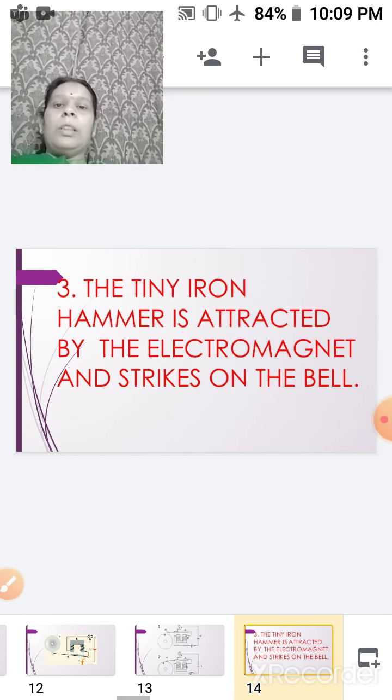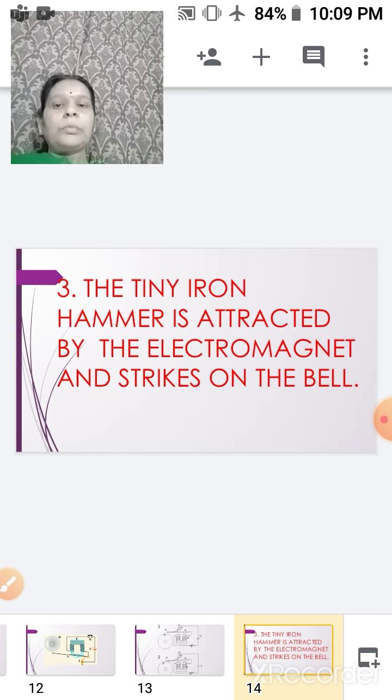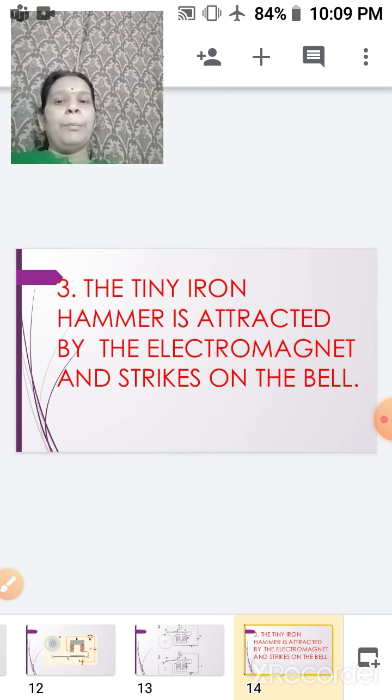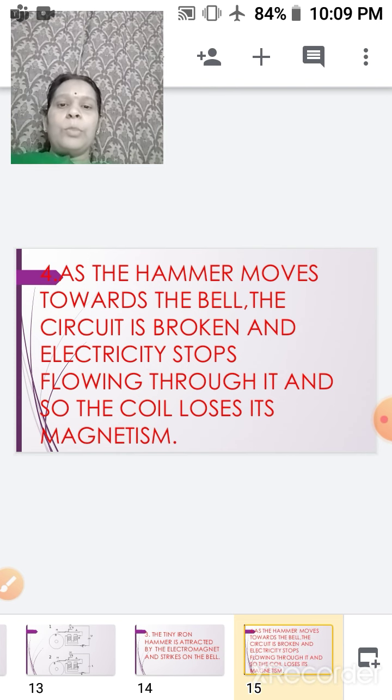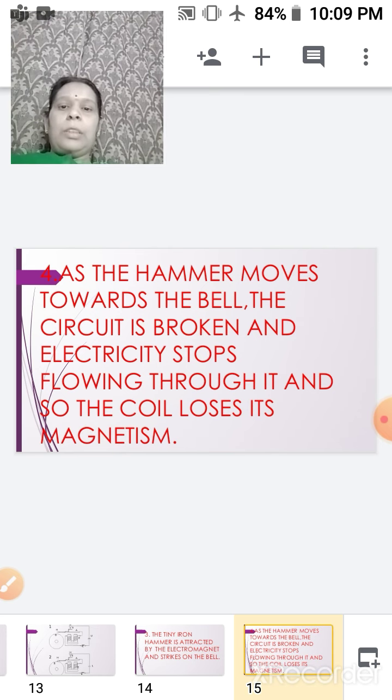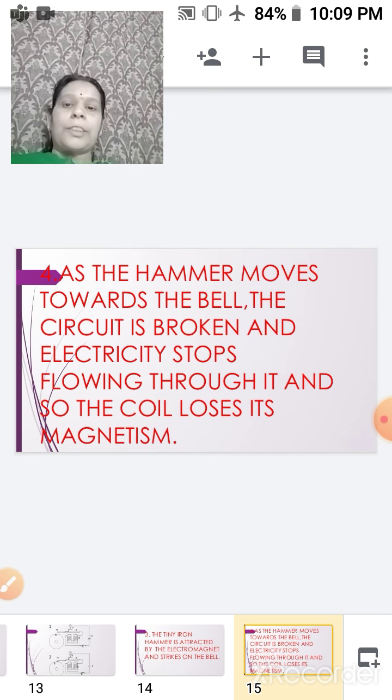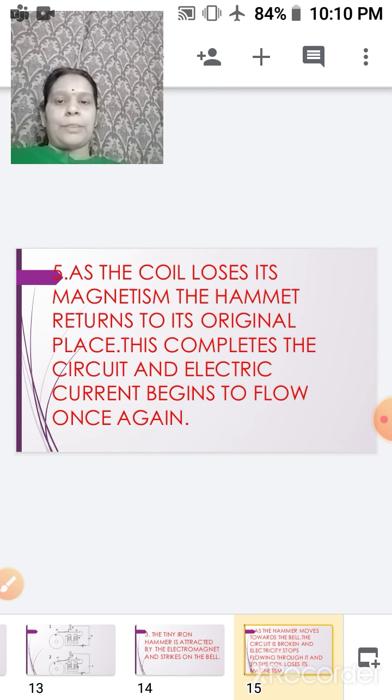The tiny iron hammer, which is attracted by the electromagnet, strikes on the bell. As the hammer moves towards the bell, the circuit is broken and the electricity stops flowing through it, and so the coil loses its magnetism. As soon as the bell is hammered, the circuit is broken, the electricity stops flowing through it, and the coil loses its magnetism.